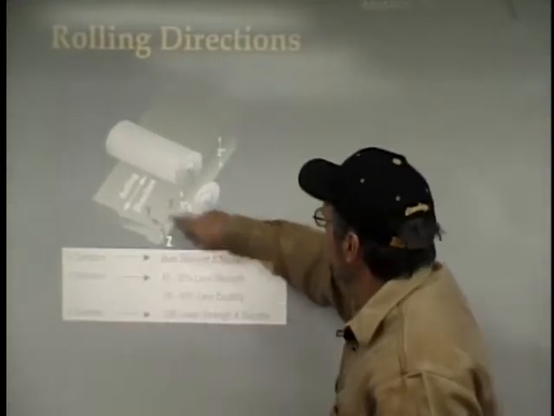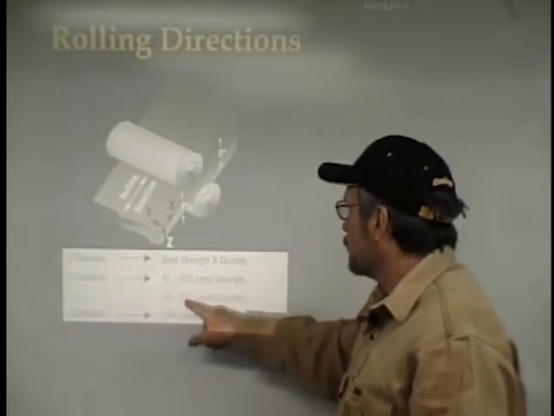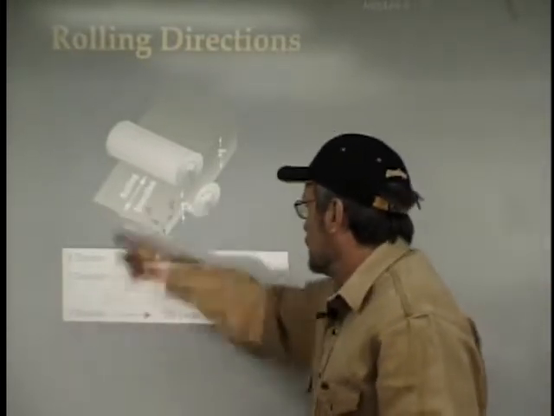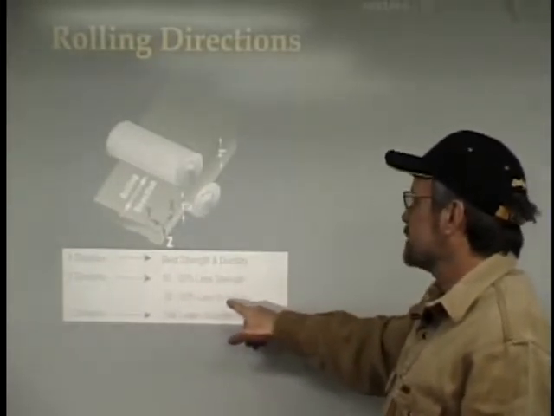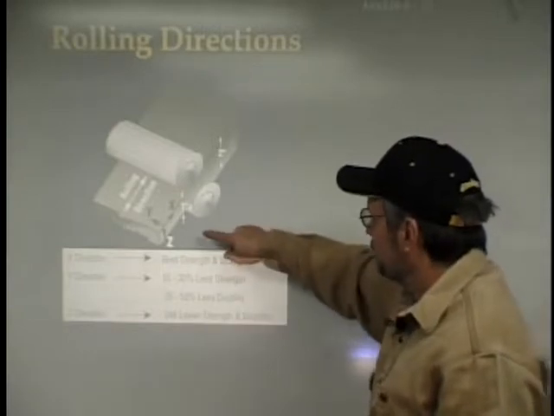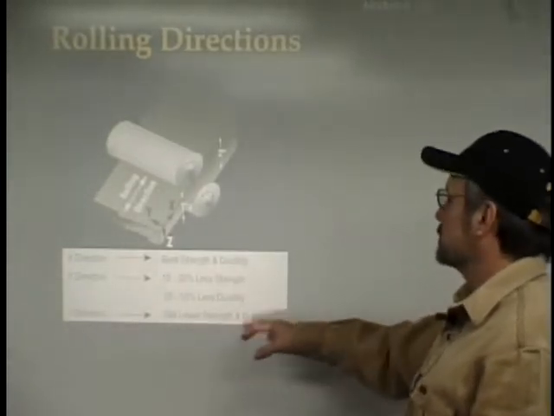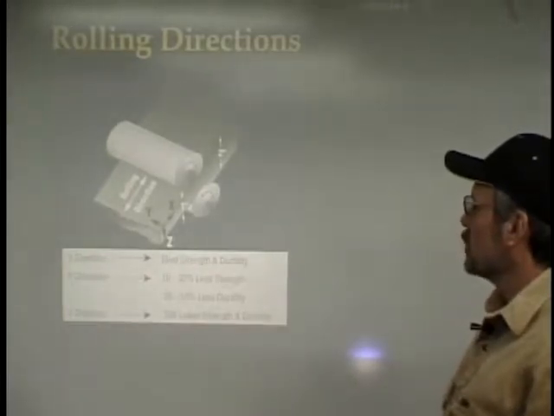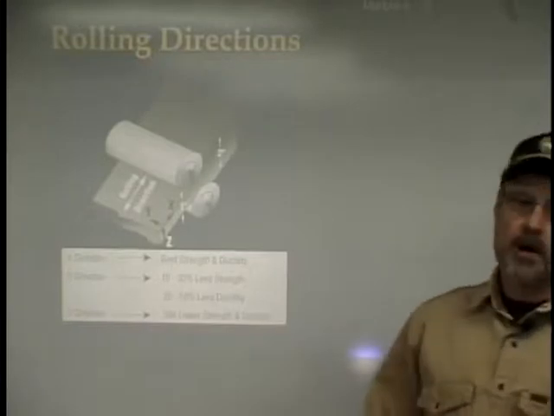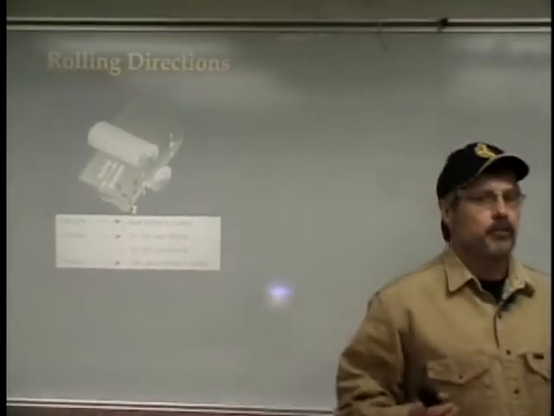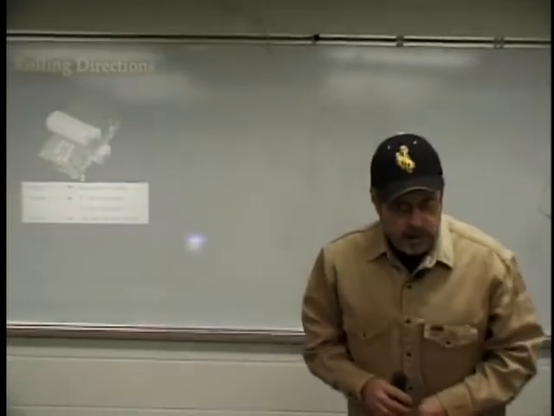Our X direction, which would be lengthwise, has the best strength and the best ductility. The Y direction, which is across, has 10 to 30% less strength and 20 to 50% less ductility. And then finally, the through section, which would only be 1 inch, has lower strength and ductility even further. So rolling it imparts directional properties. So that's what this is, not in your book. Make a note of it.